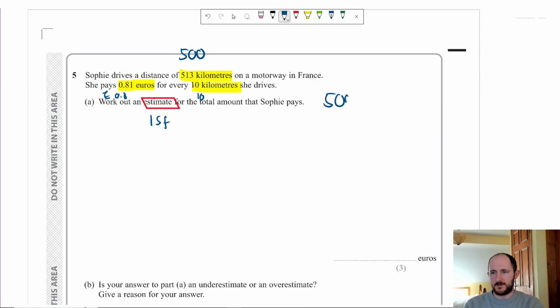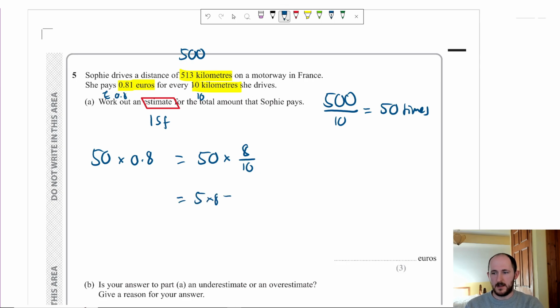So that means she has to do 500 divided by 10. She has to pay 50 times. Then we need to do 50 times 0.8. And I think doing this in terms of a fraction might make a lot more sense, because then what we could do is we could divide by 10 and just get 5 times 8, which is 40 euros.